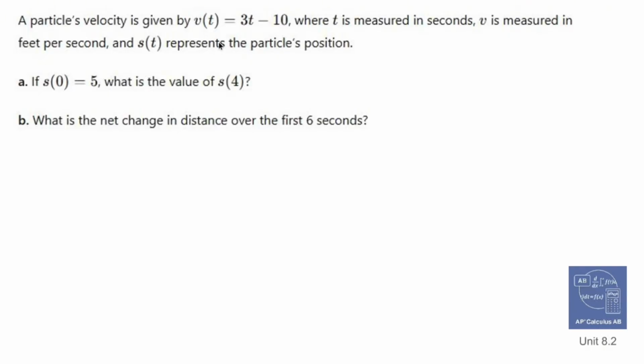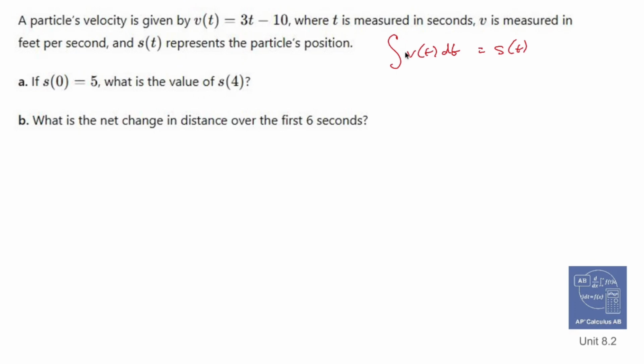A particle's velocity is given by v of t equals 3t minus 10, where t is measured in seconds, v is measured in feet per second, and s of t represents the particle's position. So we are going to do something along these lines, and integrate v of t to get s of t, easy peasy. If s of 0 is 5, what is the value of s of 4?